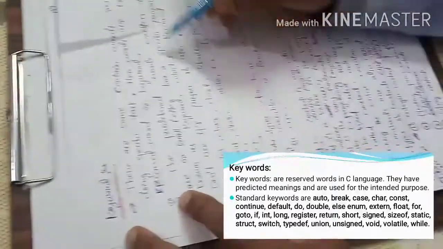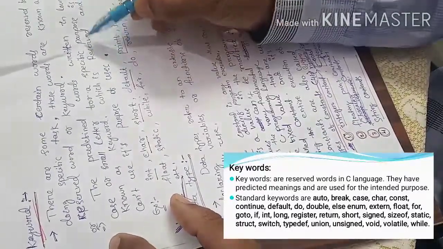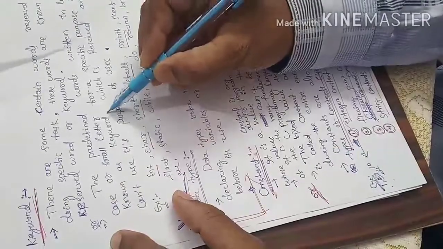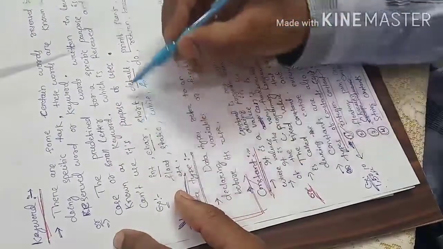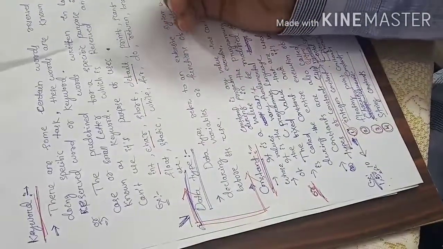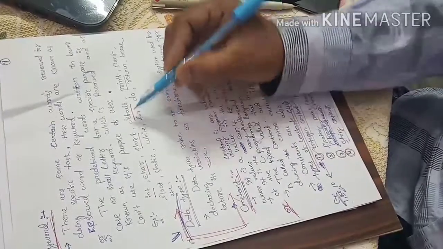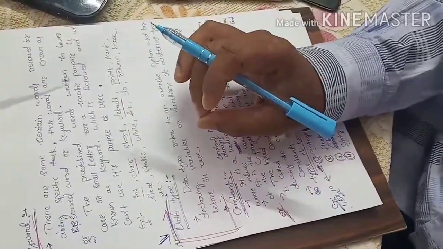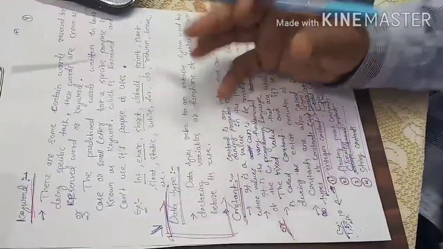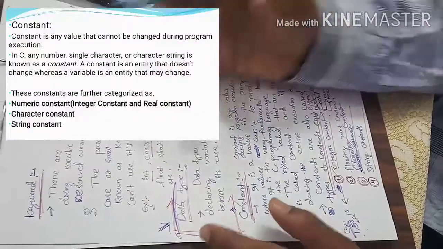The predefined words written in lowercase or small letters for a specific purpose are known as keywords, which are reserved, and we cannot use them for other purposes. Examples: int, char, short, default, printf. These words all have their own purpose. We cannot use these words for other purposes.